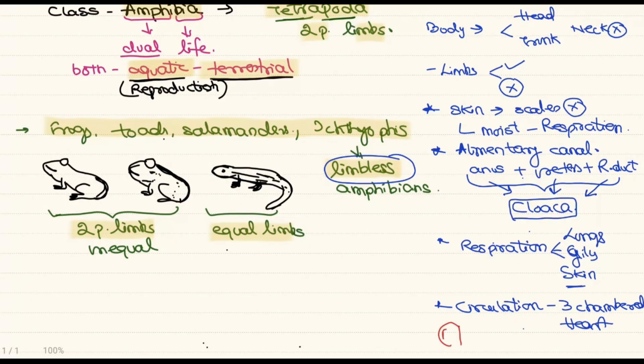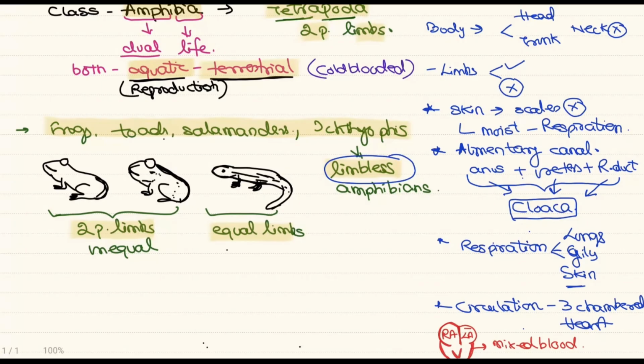In circulation, they have a 3-chambered heart. In the 3 chambers, 2 are atria. The right atrium and the left atrium are separated, but they have a single ventricle. So the blood is separated in the atria, but the ventricle will pump the mixed blood. So a three-chambered heart with two atria and one ventricle is present. Amphibians are cold-blooded animals, that is, they are poikilotherms. They cannot maintain constant body temperature.